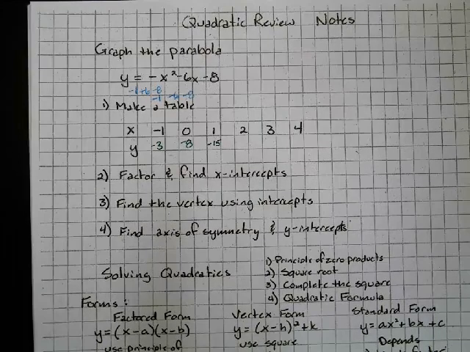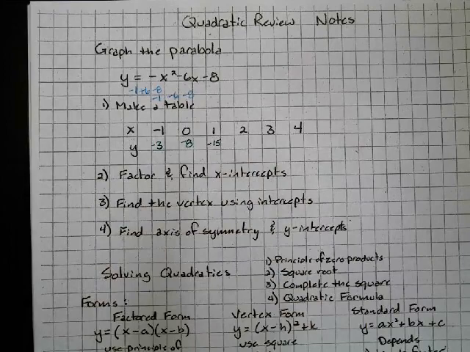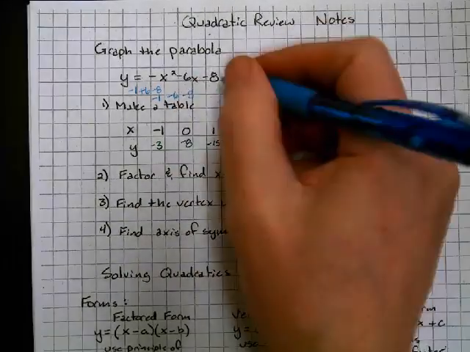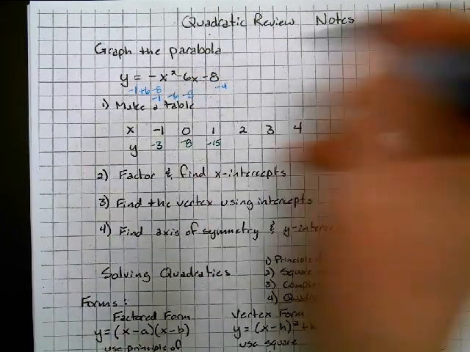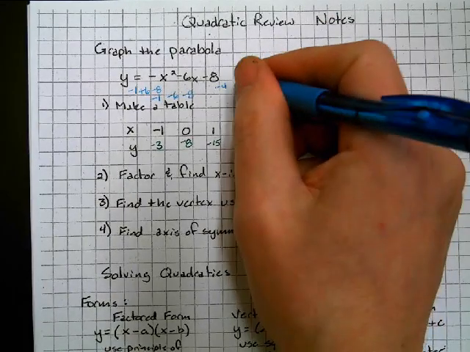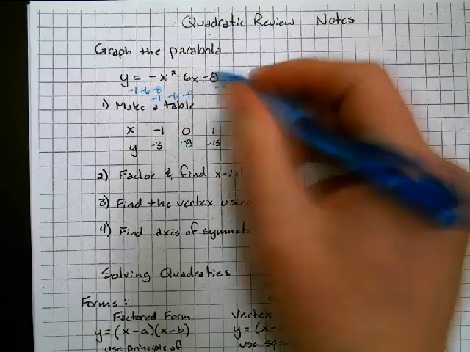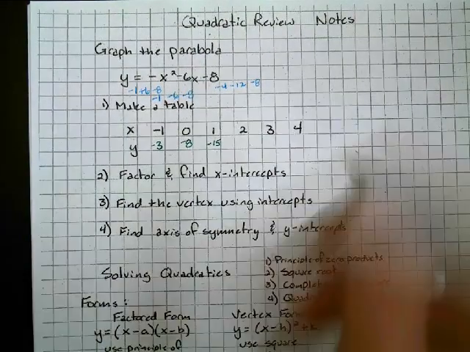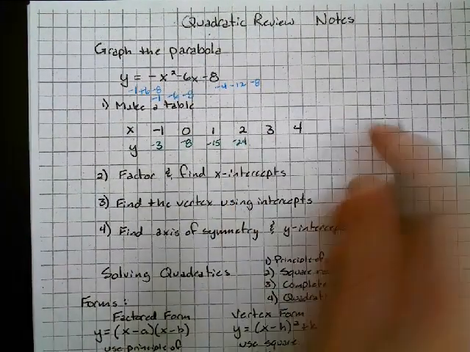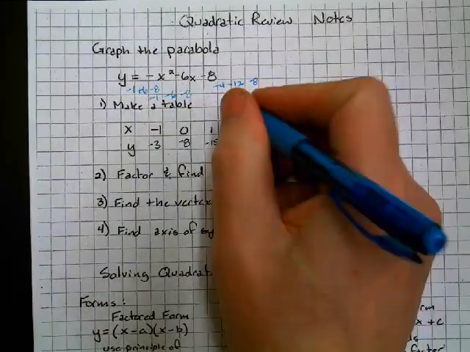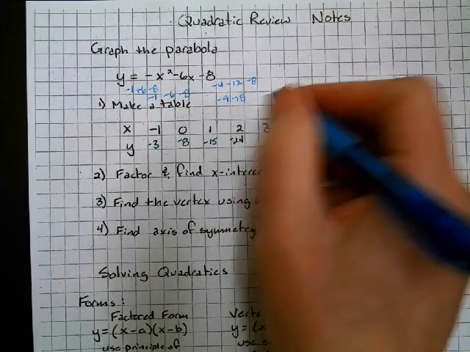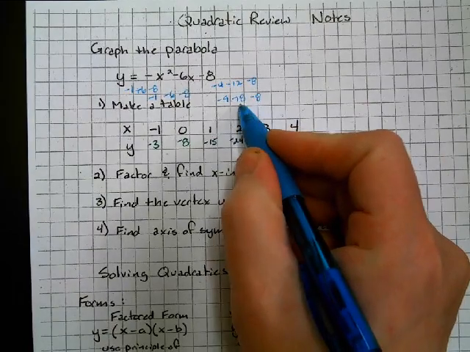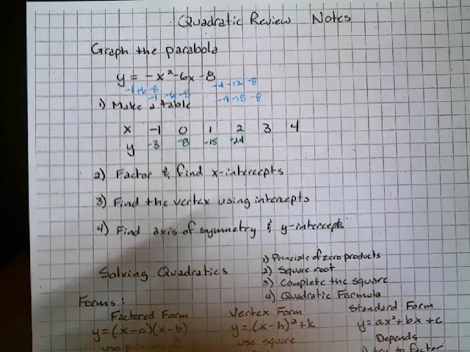So we need to find out where our intercepts are going to be. So we'll just keep on plugging in these numbers. Let's see. -2 squared is 4. Make it negative. That's -4. And then -6 times 2 is -12. And then -8. So that's -24. 3, when I plug it in, I get 9. Then I make it negative. So that's -9. 3 times -6 is -18. And then -8. So this is -27, minus 8 is -35.